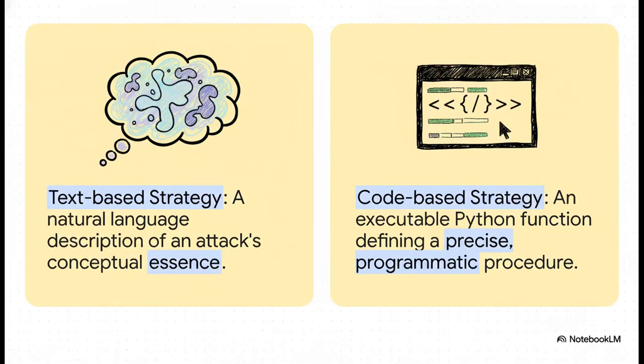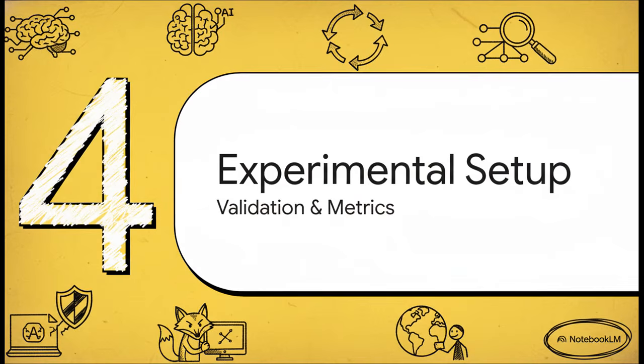The framework uses a hybrid representation for strategies. A text-based strategy is a natural language description of an attack concept. A code-based strategy is an executable Python function that programmatically generates an injection. How was the framework validated?